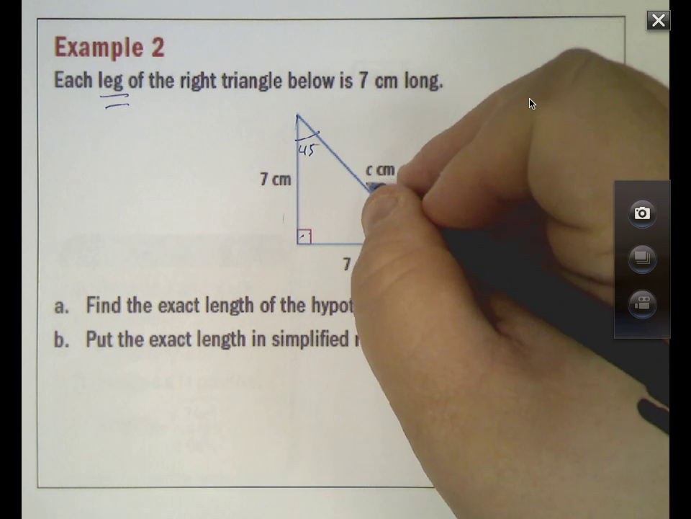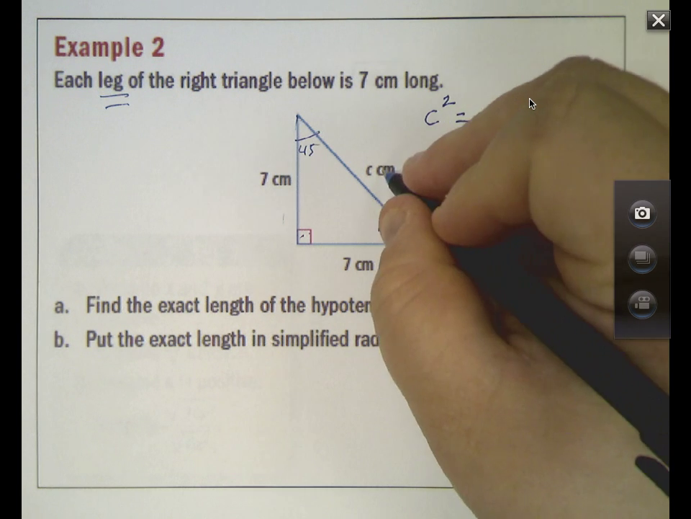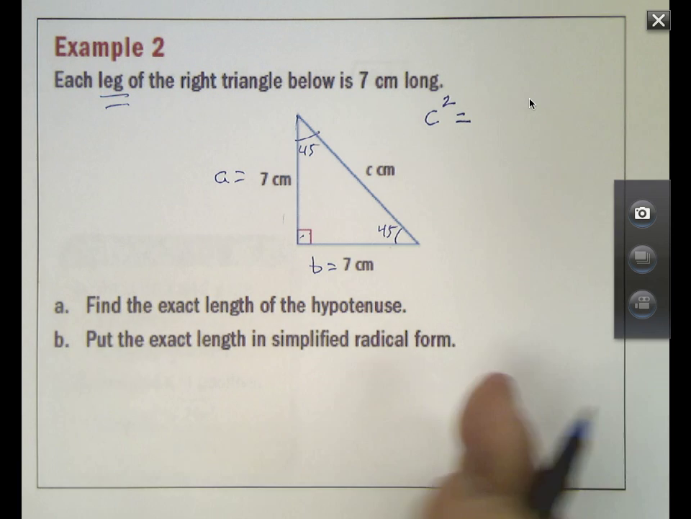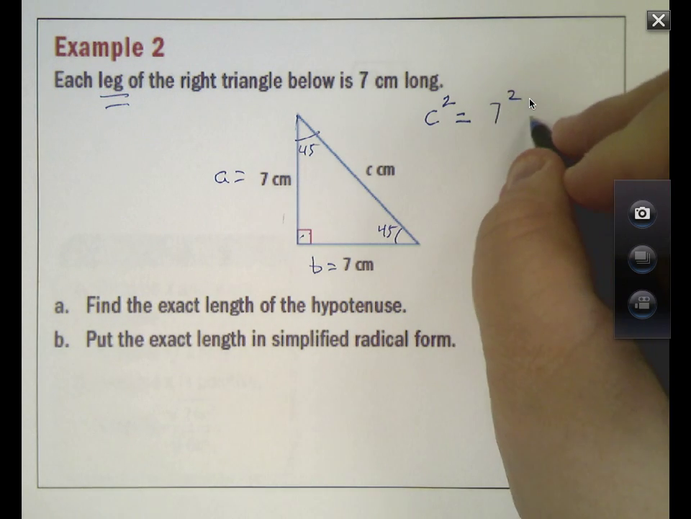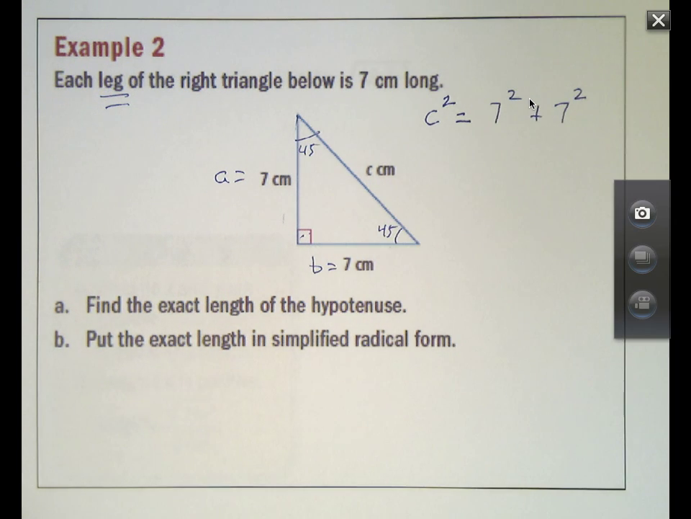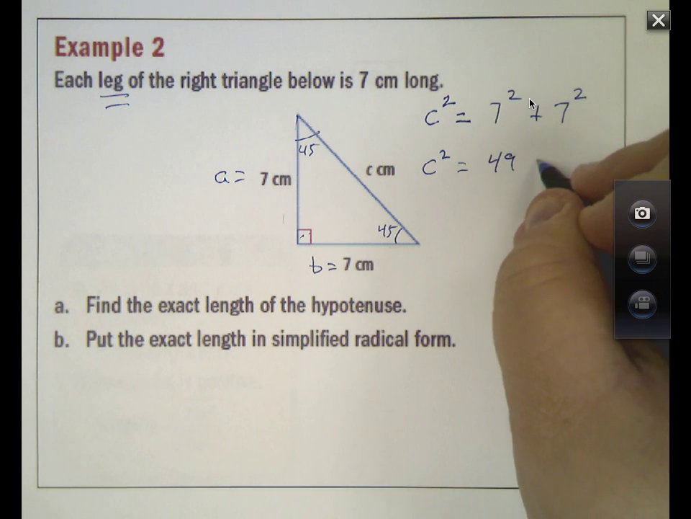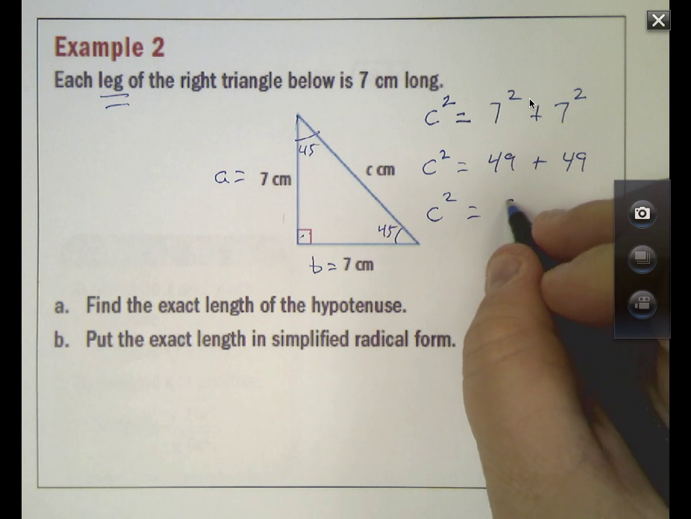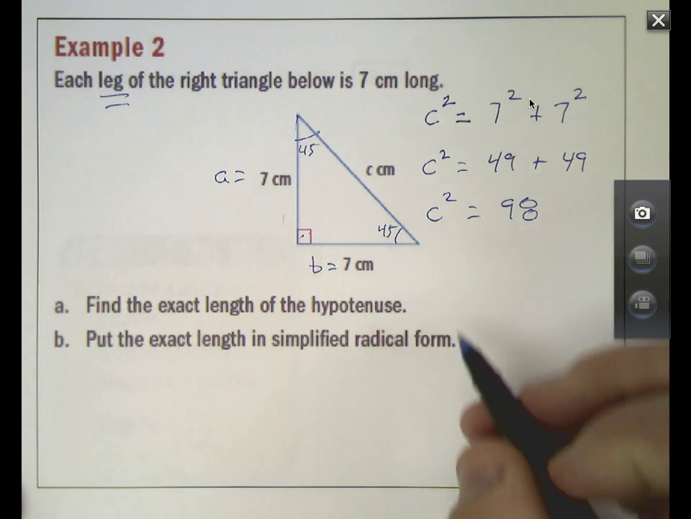It says find the exact length of the hypotenuse. So I'm going to use the Pythagorean theorem. So what's my length of my hypotenuse? My length of my hypotenuse is c, so we're going to call it c squared. Okay, equals, I'm going to call this a, I'm going to call this b. It doesn't matter. Okay, if you remember, 7 squared plus 7 squared, c squared equals 49 plus 49. C squared is equal to, everybody should be able to do this in their head, 98.